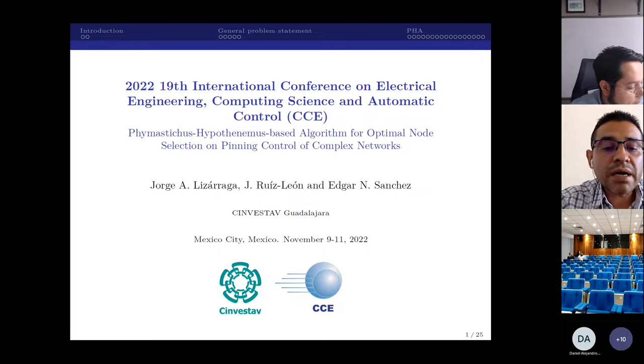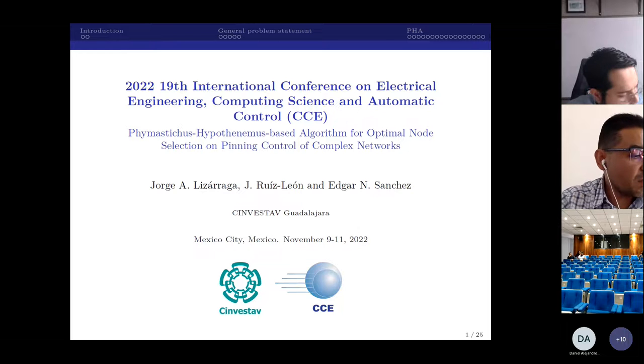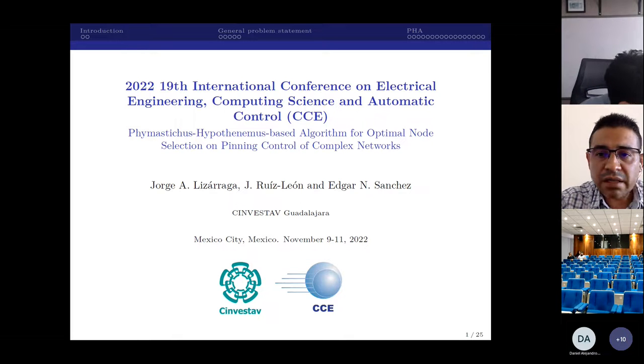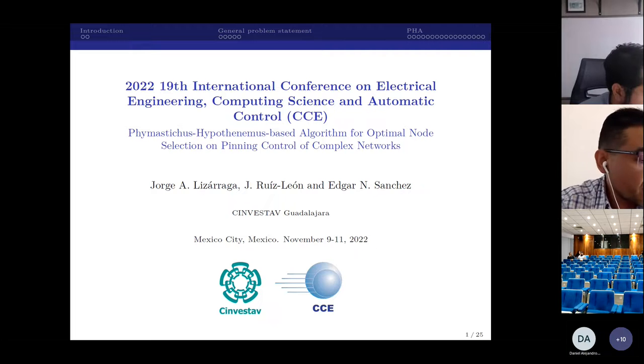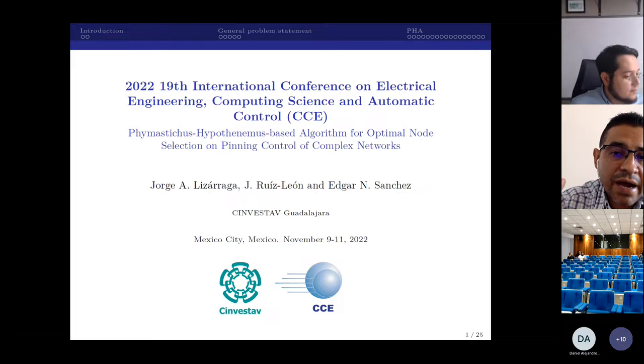Okay, in the meantime, I have a question. Jorge Alberto, you are comparing different meta-heuristic algorithms, very, very different meta-heuristic algorithms. How did you calibrate the parameters of each of the compared algorithms to get good results? How was that process?